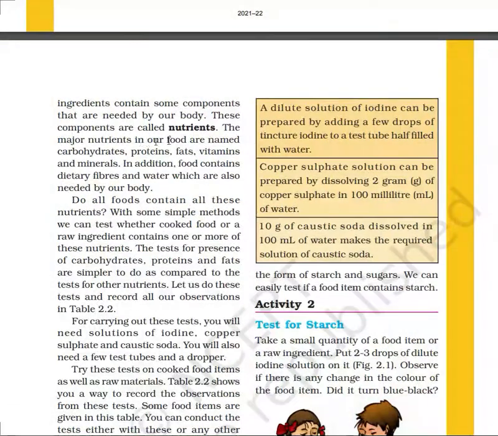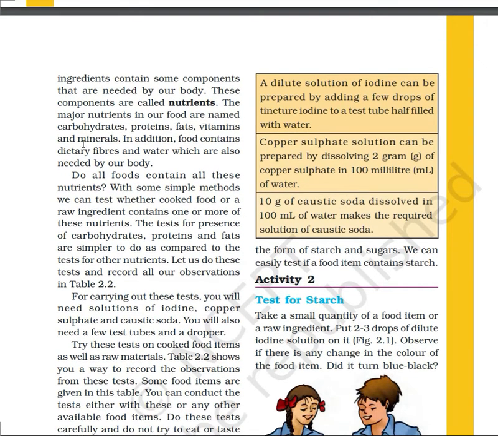These components are called nutrients. The major nutrients in our food are named carbohydrates, proteins, fats, vitamins, minerals. In addition, food contains dietary fibers and water, which are also needed by our body. So these nutrients are very important to us. If we were deficient in one nutrient, then it would be impossible for us to survive.